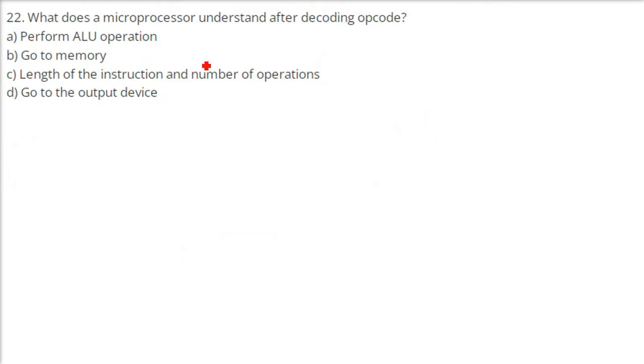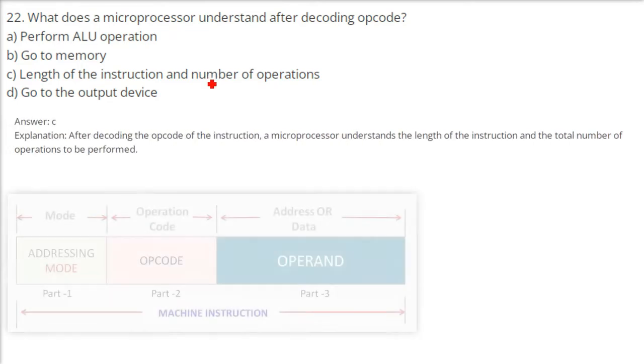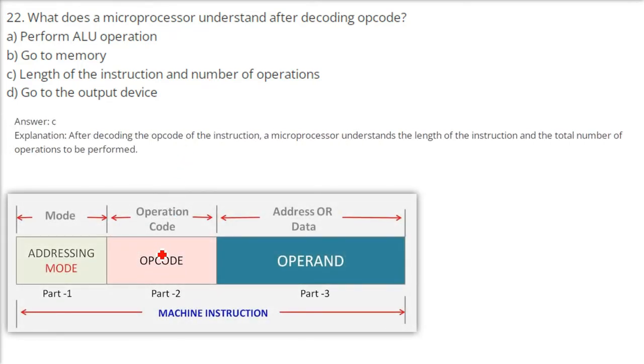What does a microprocessor understand after decoding opcode, operation code? So any operation has two parts. The parts are opcode and operand. Opcode also has inside it, means the microprocessor understands what is the addressing mode and what data it is going to act on. How the data will be accessed is the addressing mode, and the data will be called the operand.